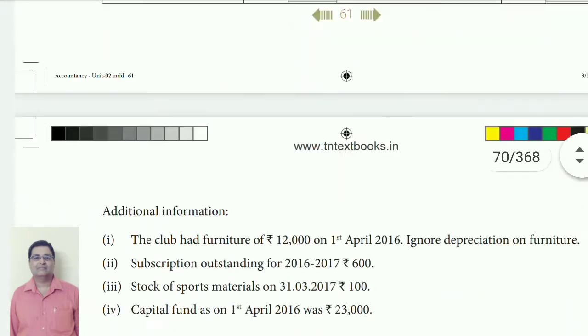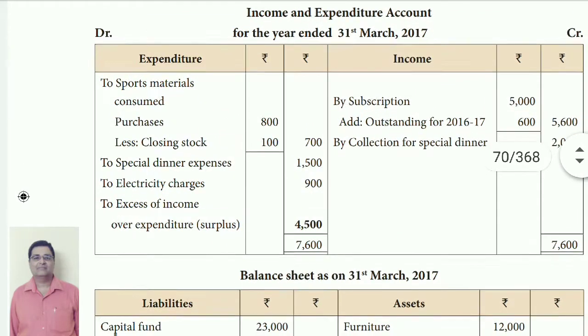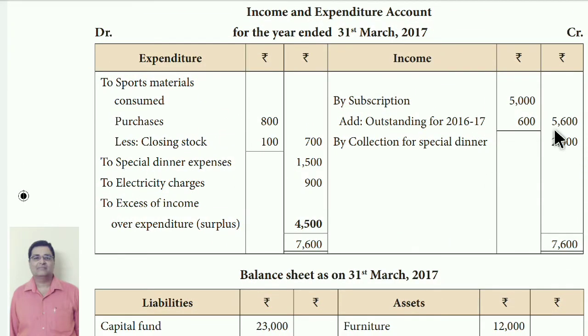Now see the answer. See your income and expenditure account. Add all this, you will get 7,600. So 7,600 minus this total, you will get 4500. This 4500 is surplus, excess of income over expenditure. So income is more, expenditure is less.